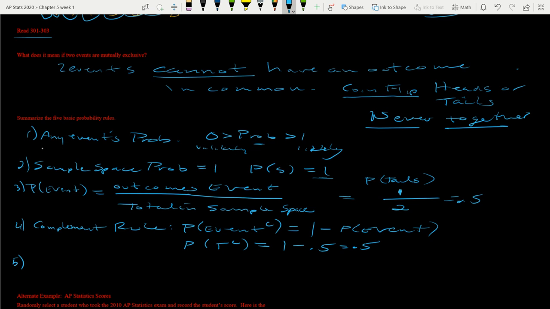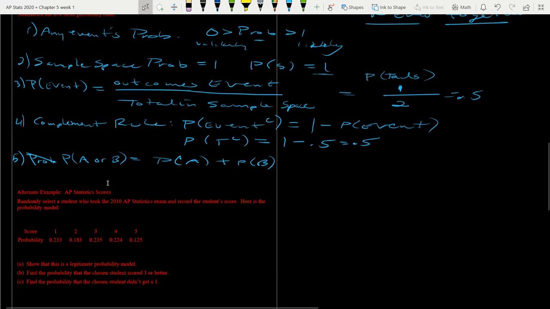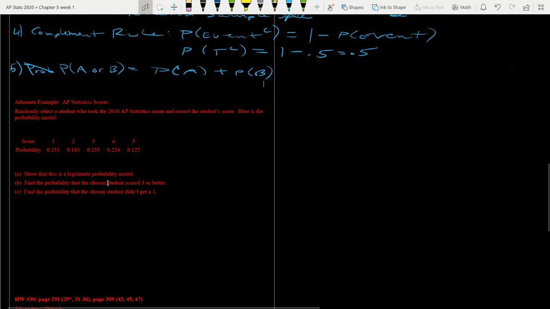So number 5, the last one. The probability of A or B is always equal to the probability of A plus the probability of B. Okay? All right. So let's just look at this piece right here.